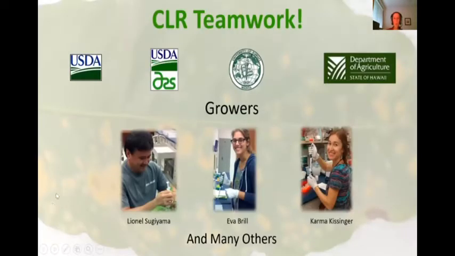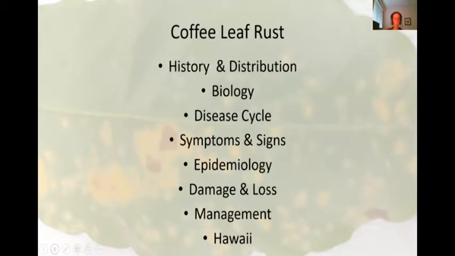First and foremost, I just really want to say thank you to everybody. It's a collaborative effort from day one, and I look forward to continuing to work with everyone. So for the talk today, I thought I'd go over some broad concepts and start really with the distribution and history of coffee leaf rust, go into the biology, talk about the disease cycle, what it looks like, the symptoms on the plant, the signs of the fungus, how it behaves in the environment, how it contributes to damage and loss, the potential for managing it, and what we're starting to see in Hawaii.